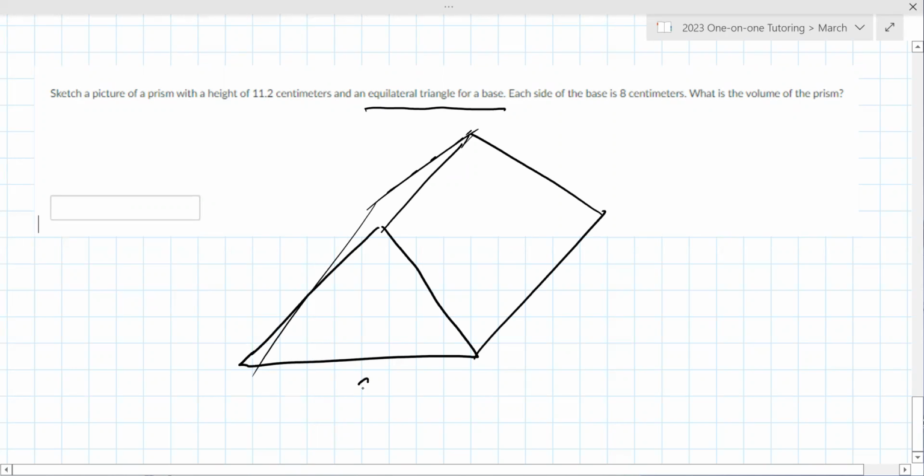So your side here is 8, 8, and 8. And to find the volume of the prism, it's the area of the base, which is going to be the area of that equilateral triangle, times the height, or the length that it's extended. So in this case, that's 11.2.